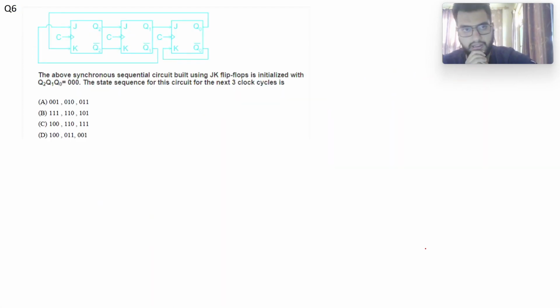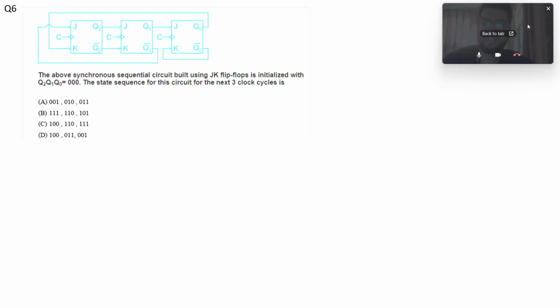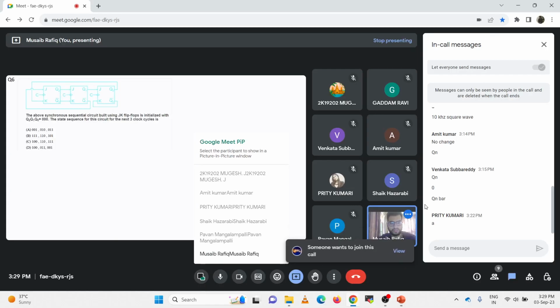So we have this circuit. The above synchronous sequential circuit, which is built using JK flip-flops, is initialized with Q2, Q1, Q0 equal to 0, 0, 0. The state sequence for the next 3 clock cycles will be, so we need to figure out the state sequence for the next 3 clock cycles.